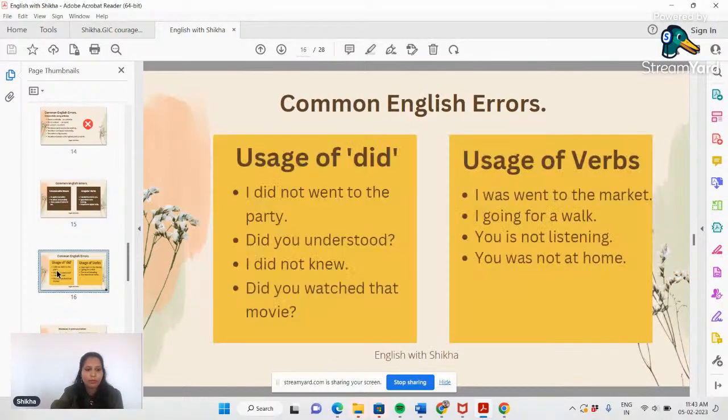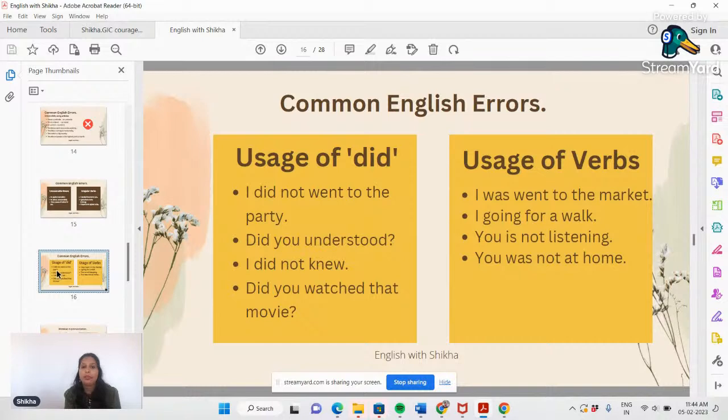Got it? So moving forward, we have some more errors, like I already mentioned while doing tenses, that when we are using "did", it is itself past. So in that clause, if you are putting another verb, it will be in its V1 form, not V2 form. That means you have to use the verb in its present form and not in its past form, because "did" itself is the past form. For example, if you say "I did not went to the party", it is wrong. What you have to say? You have to say "I did not go to the party".